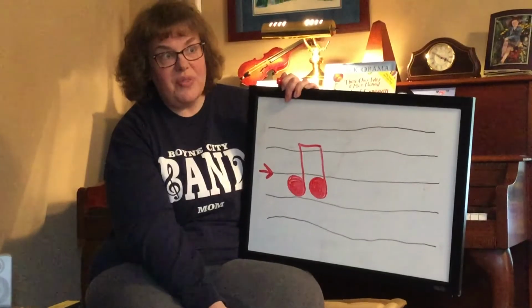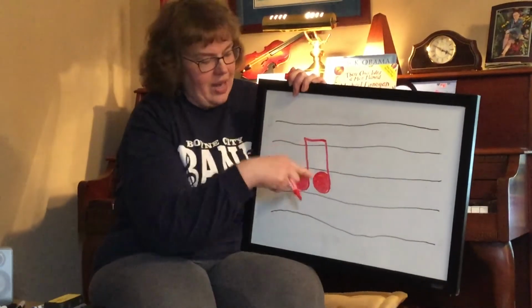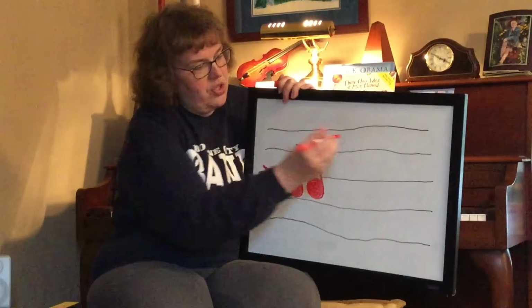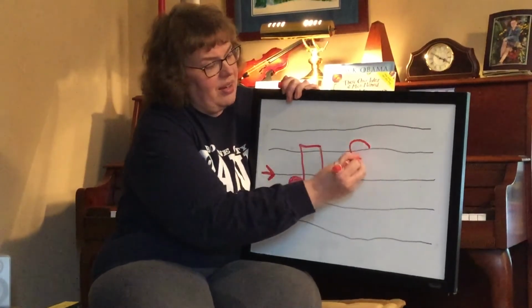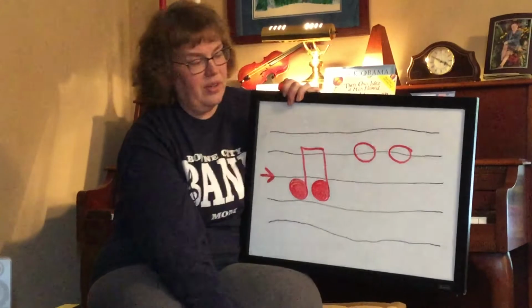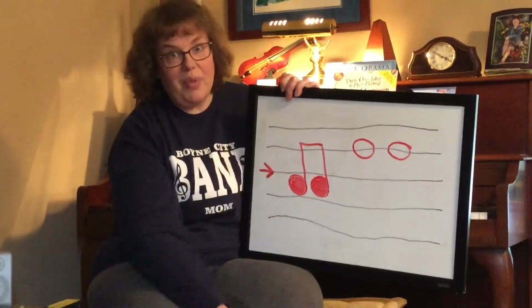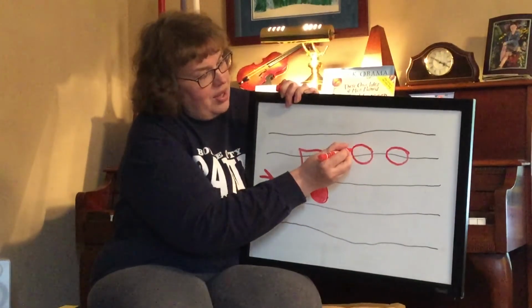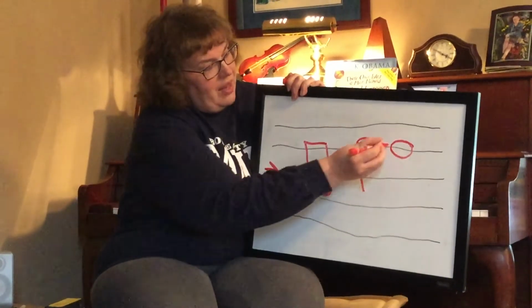How do we do those if the stems go down? I chose a space before. I'm going to choose a line this time. Again, we're going to start with our whole note circles right next to each other. They're above the middle line, so the stems are going to go down on the left.